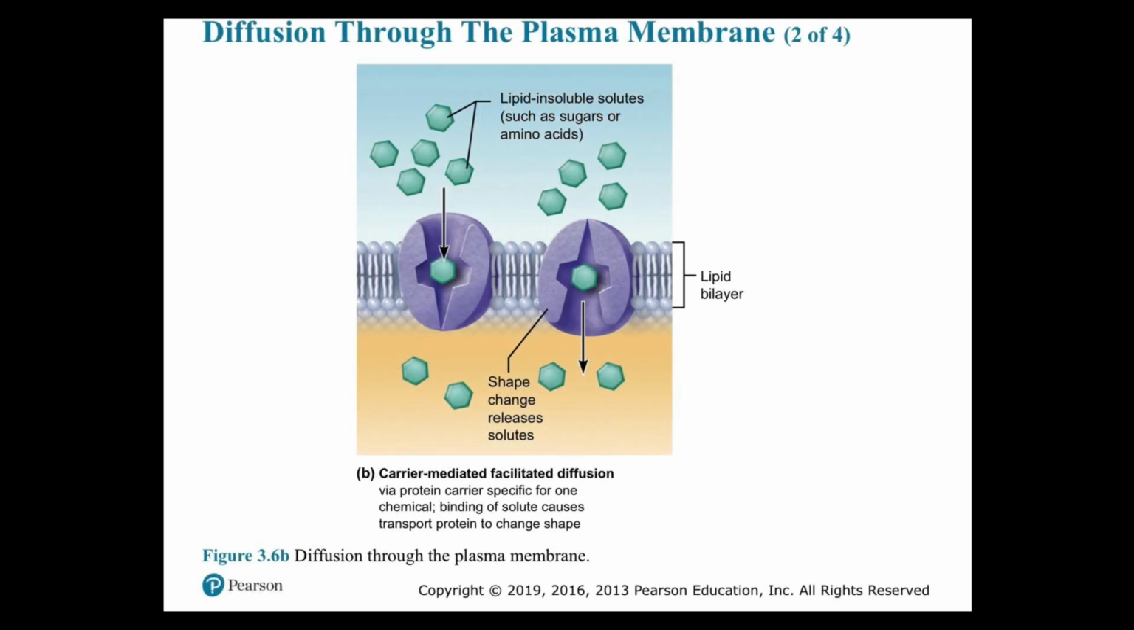Figure 3.6b shows diffusion through the plasma membrane via carrier-mediated facilitated diffusion. So here we have a lipid-insoluble solute such as a sugar or an amino acid that is going to bind to a protein carrier specific for that chemical, and the transport protein is going to change shape and allow the movement of that solute across the membrane, again, always from a higher concentration of that solute to a lower concentration of that solute.